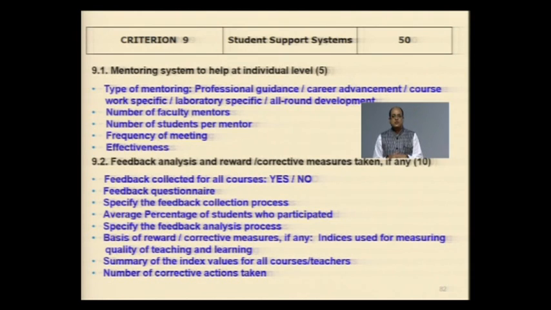Feedback collected for all courses. How is the feedback questionnaire designed, whether they upgrade it or many years they continued with the same. Specify the feedback collection process. Average percentage of students who participated, because this is also important, how many students participate. Important thing is, do they have a qualifier when they analyze the feedback?